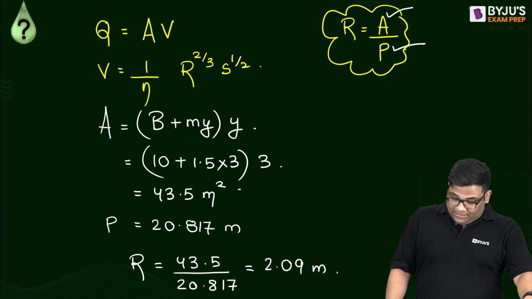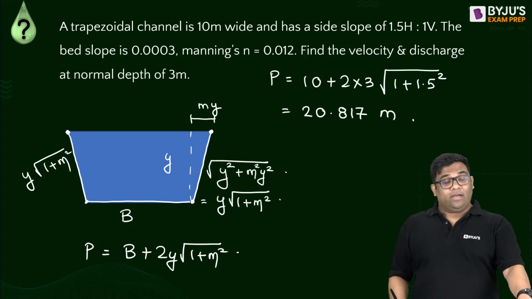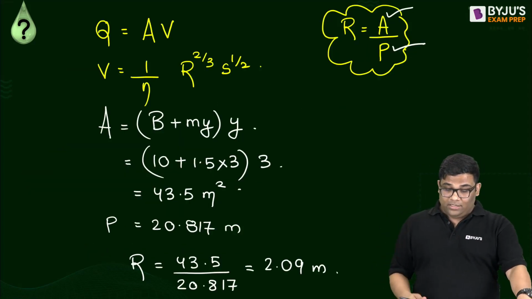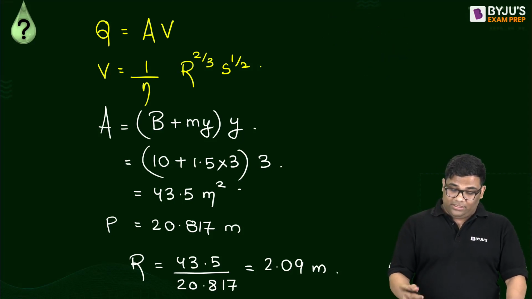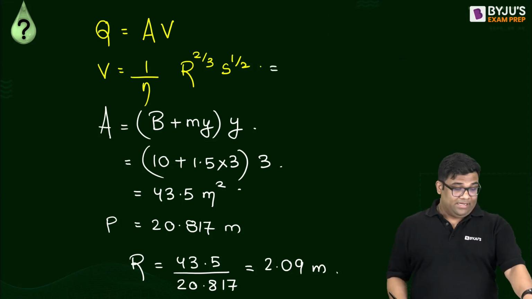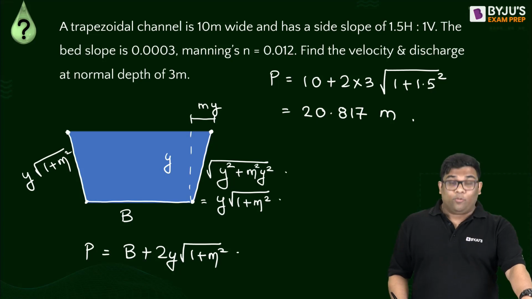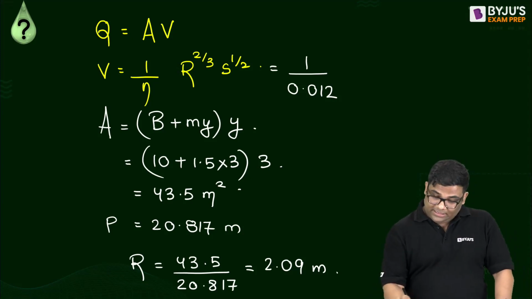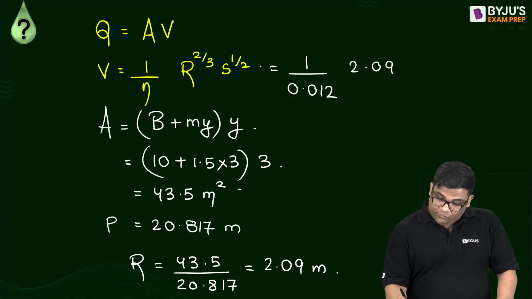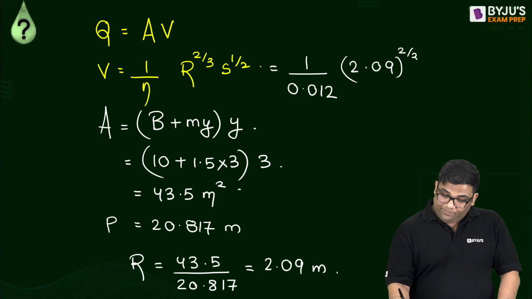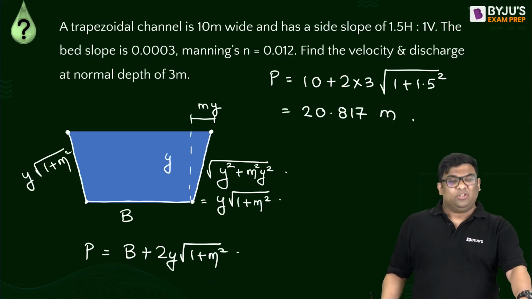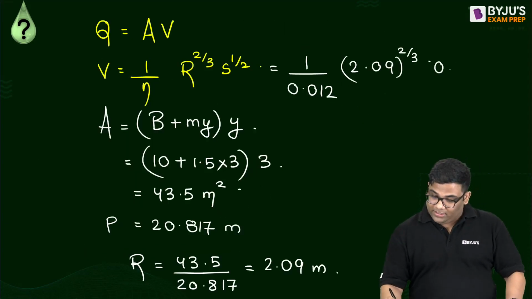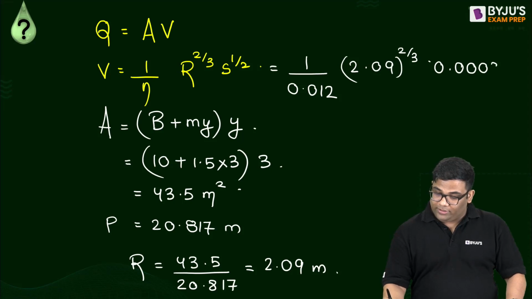Okay, so now let us come back to the question. So I got hydraulic radius 2.09. Now you can easily find out the velocity. It will be 1 by Manning's constant. Manning's constant is given 0.012. So 1 by 0.012, then the hydraulic radius 2.09 to the power 2 by 3, and bed slope is given 0.0003, so 0.0003 to the power half.